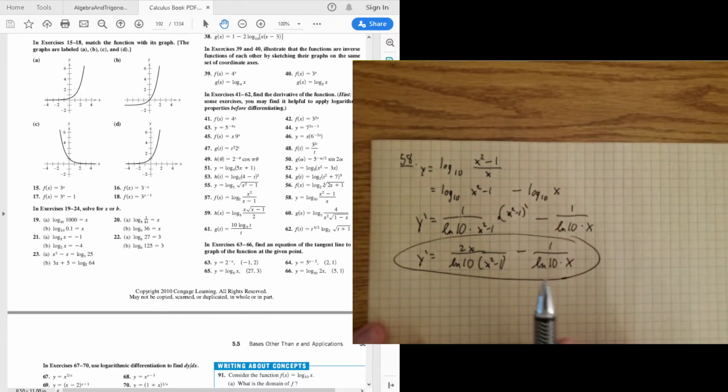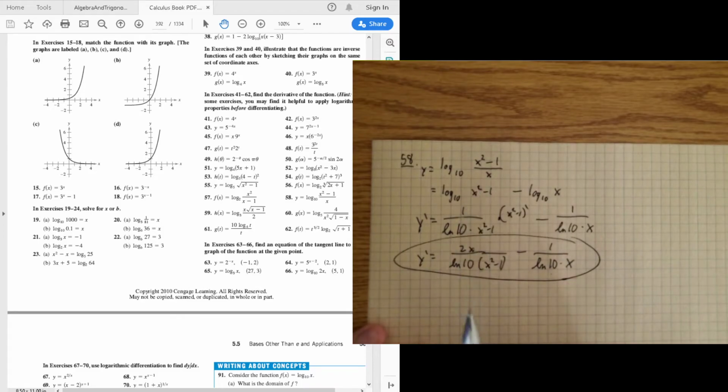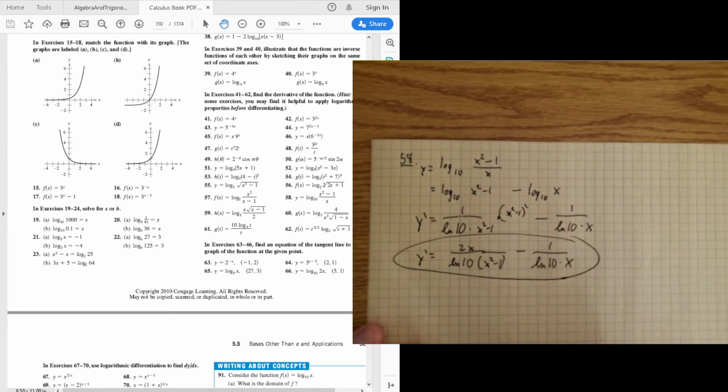This way is so much easier than if we tried to do the original one. So using your properties can really reduce the amount of work you have to do, but then that means you have to know your properties really well. Let's do one more before we move on. 64.